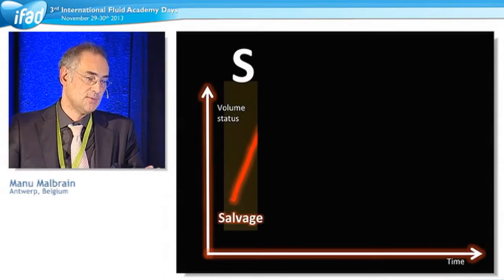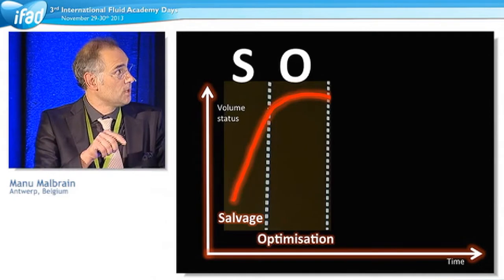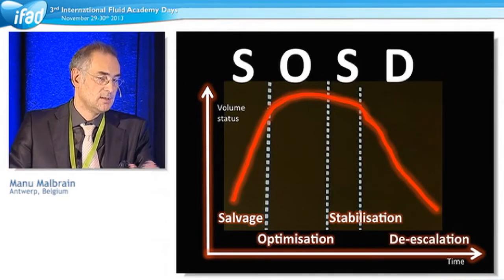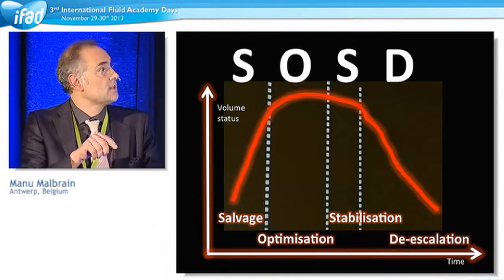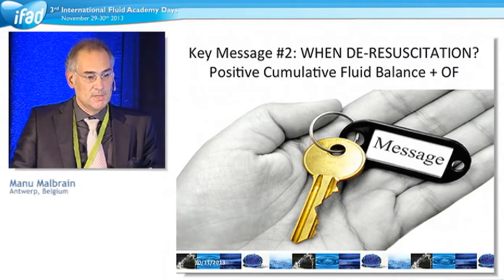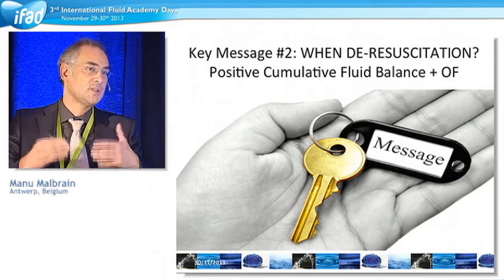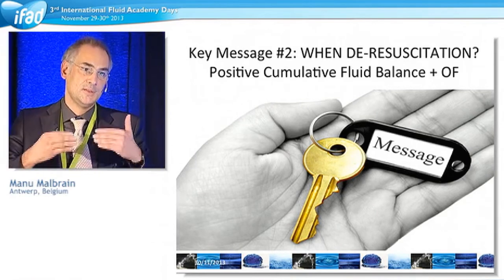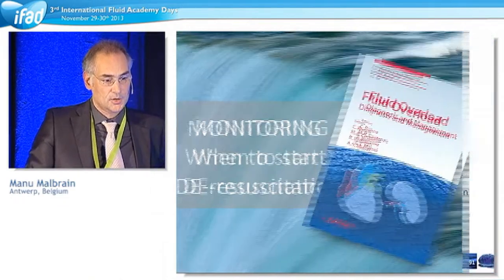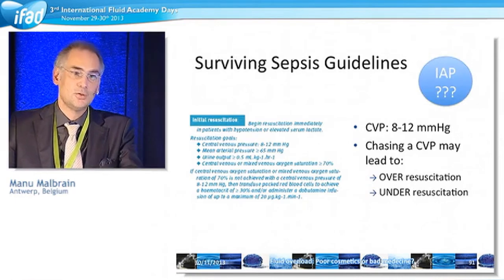And if we look at the different phases, between salvage, you increase the volume, you stabilize during the optimization period, and then during the de-escalation or the deresuscitation, you should get your fluid balance back to normal. So the key message is we should start to deresuscitate when there is a positive cumulative fluid balance with the presence of new onset organ failure. So when should we start to deresuscitate? Can we use the CVP? Well, it's probably not a good marker to use.